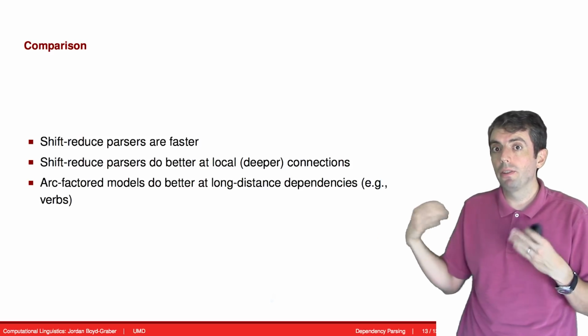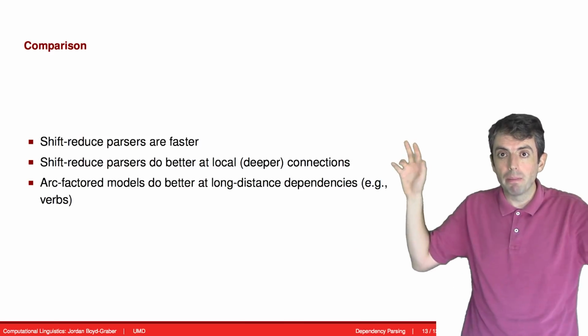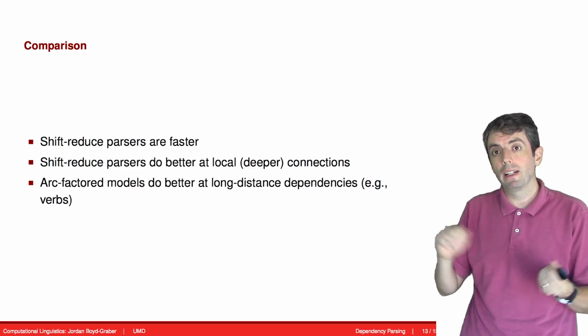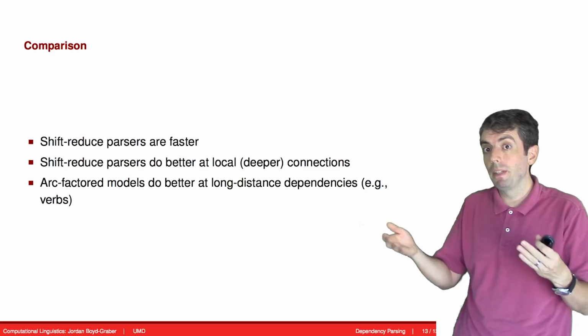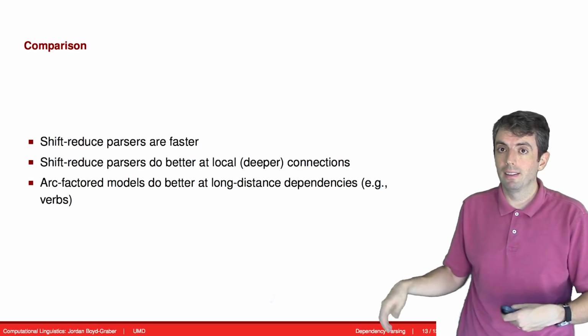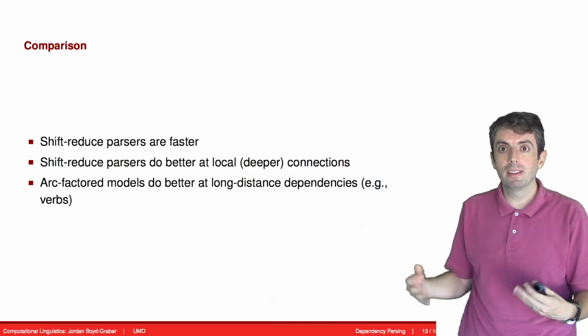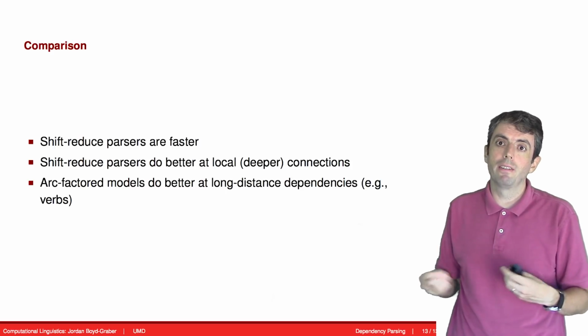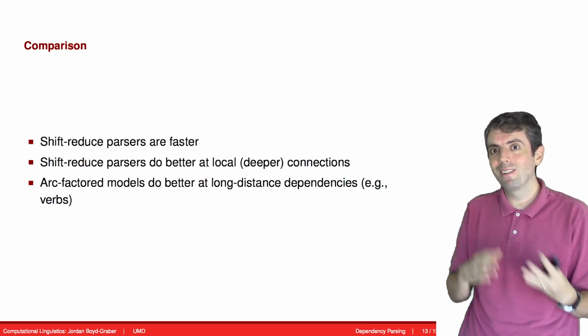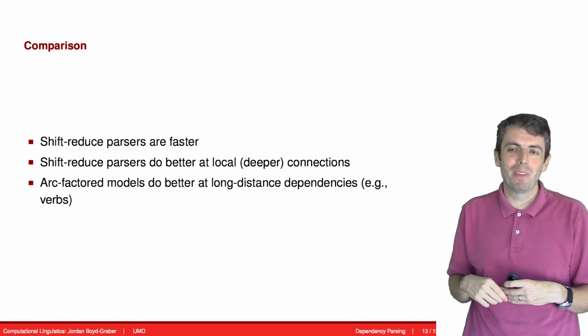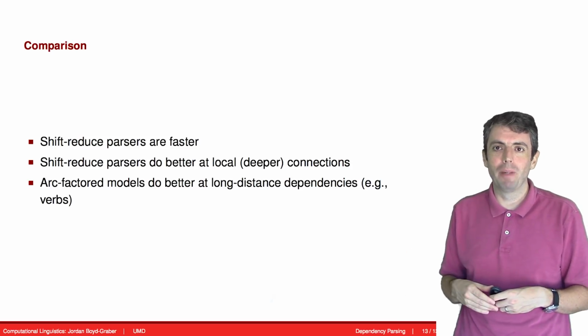But by the same token, those arc-factored models do better at the big picture. They can connect verbs correctly to their arguments, and for some languages that's really important. And for some downstream tasks, for instance, looking at semantic parsing, that's critical for getting the final answer correct. So it's important for you to know about both arc-factored models and shift-reduce models for capturing dependency structures.